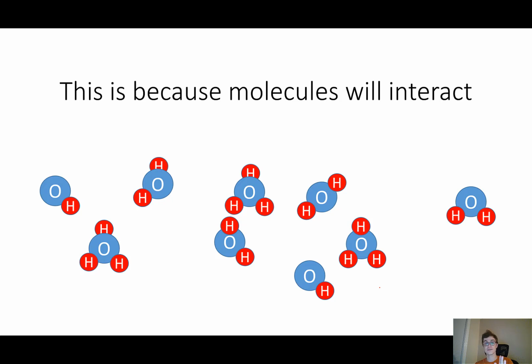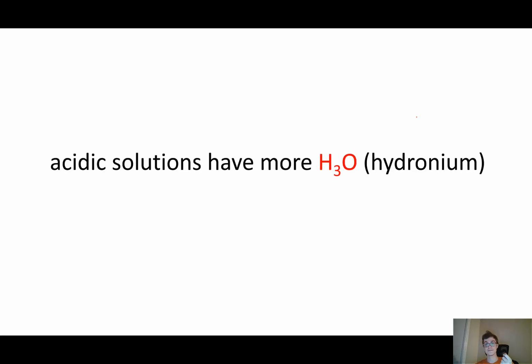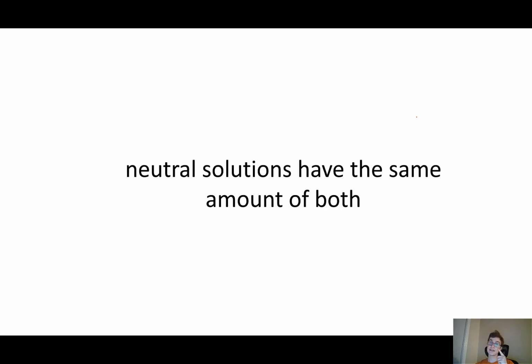Normally they balance out. But if they don't, then the relative amounts of H3O versus OH will determine if a solution is acidic or basic. Basically, if you have too many of these, you're an acid, and if you have too many of these, you're a base. Acidic solutions have more hydronium, basic solutions have more hydroxide, and neutral solutions will have the same amount of both.